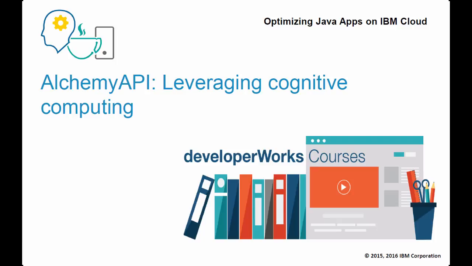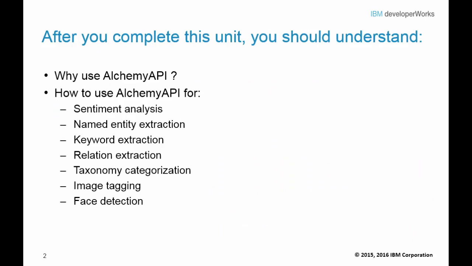Hello. Let's talk about leveraging Alchemy API cognitive services to make our application smarter. After you complete this unit, you should understand the benefits of cognitive services offered by Alchemy API. We will go over Alchemy APIs used for sentiment analysis, named entity extraction, keyword extraction, relation extraction, as well as taxonomy categorization, image tagging, and face detection.